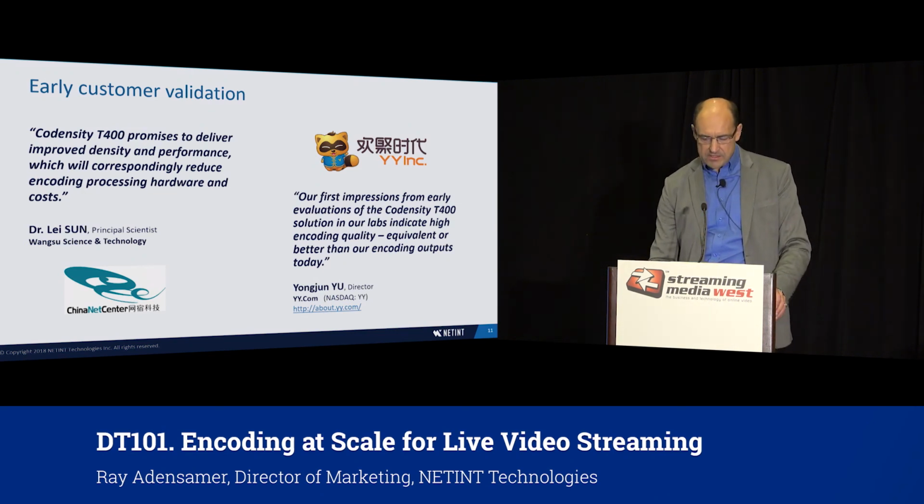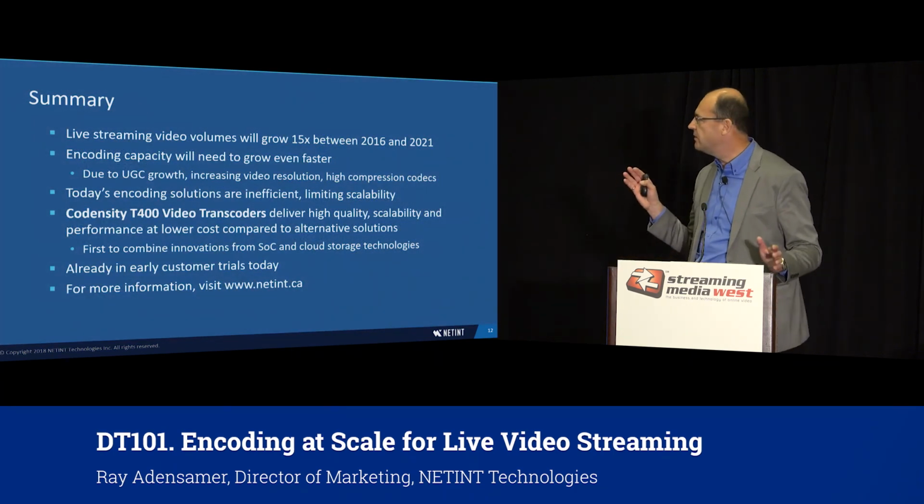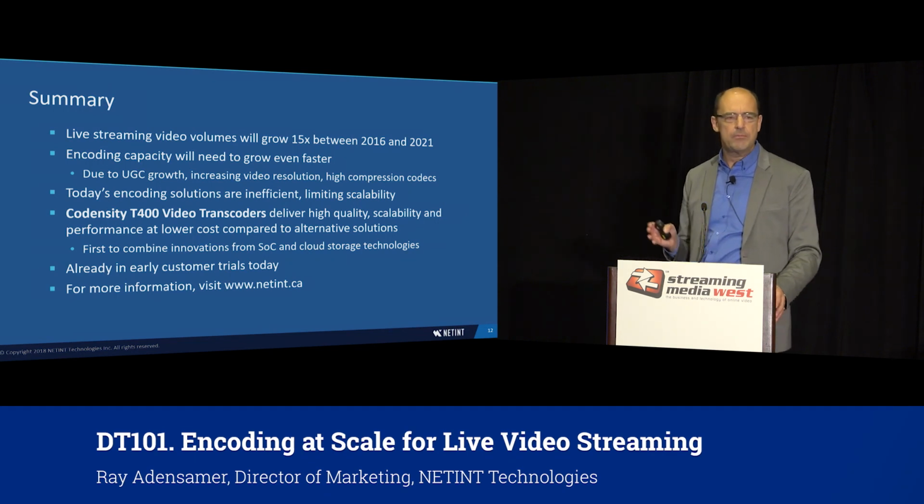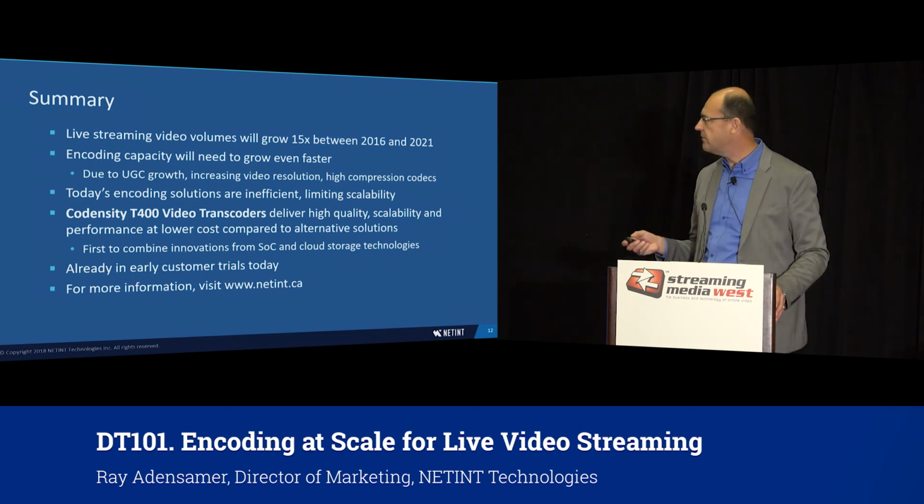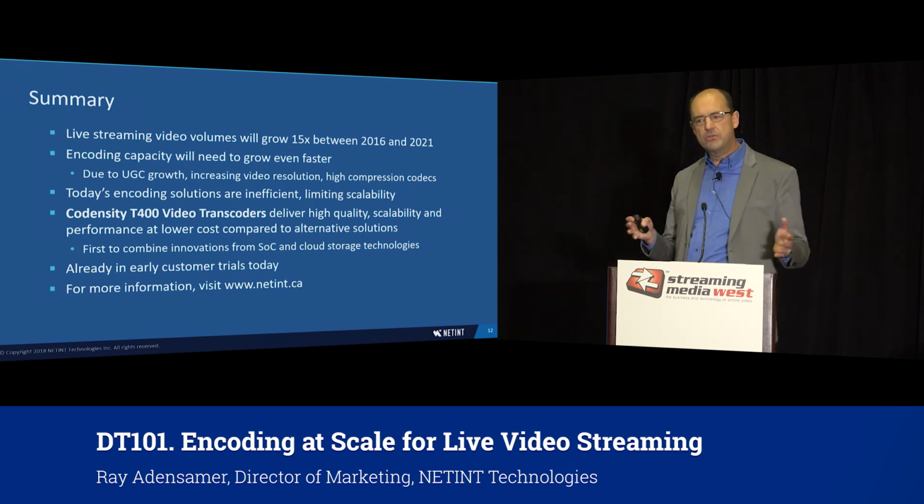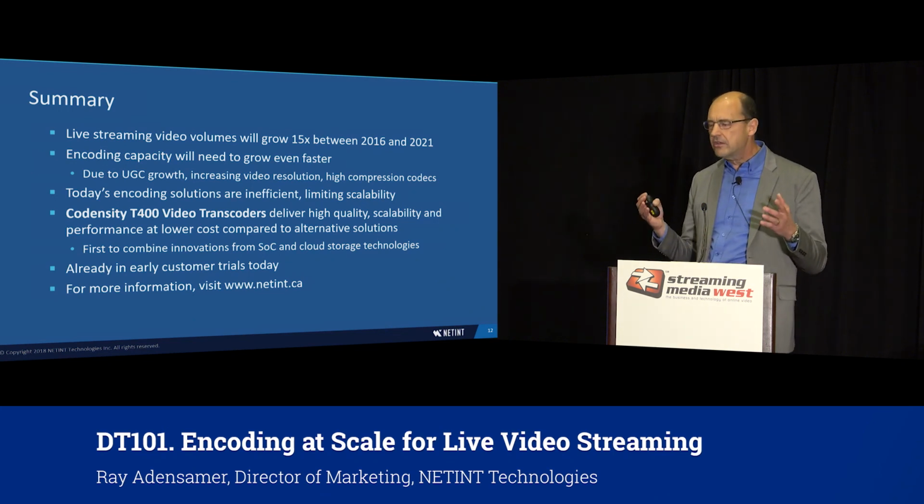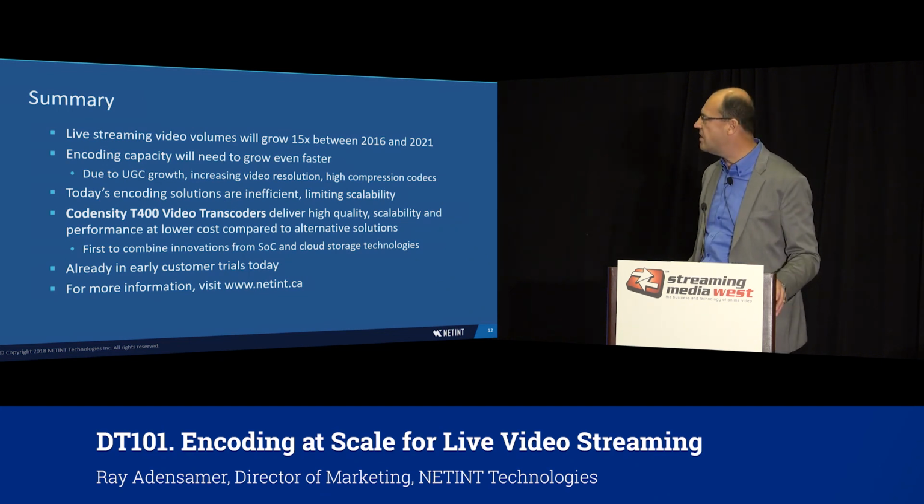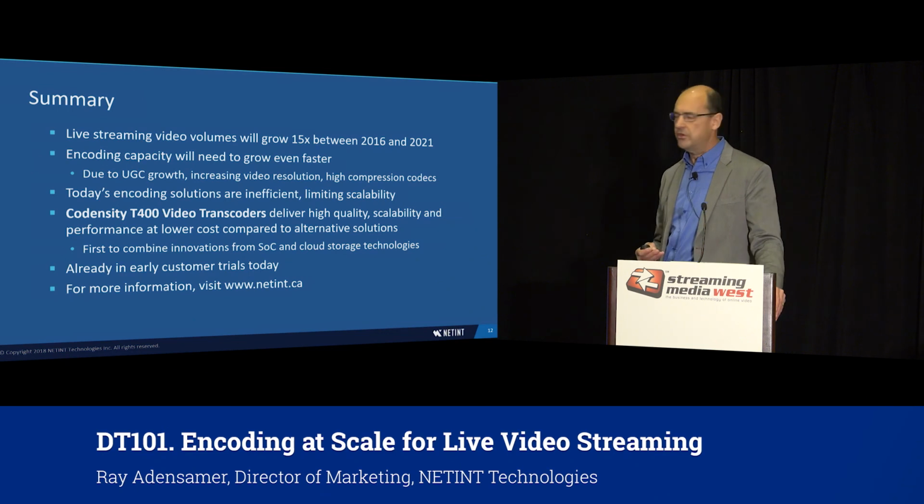So in summary, live video streaming volumes are growing at 15x. I think the encoding capacity problem is even bigger than that, right? It's going to grow because of user-generated content, increasing video resolutions, and also the increasing use of high compression codecs. We went through some of today's encoding architectures and some of those inefficiencies. You're not going to be able to scale to what the industry needs by putting in a rack server for every 5 sessions that you need. It's just not going to work. You need to look for alternative approaches.